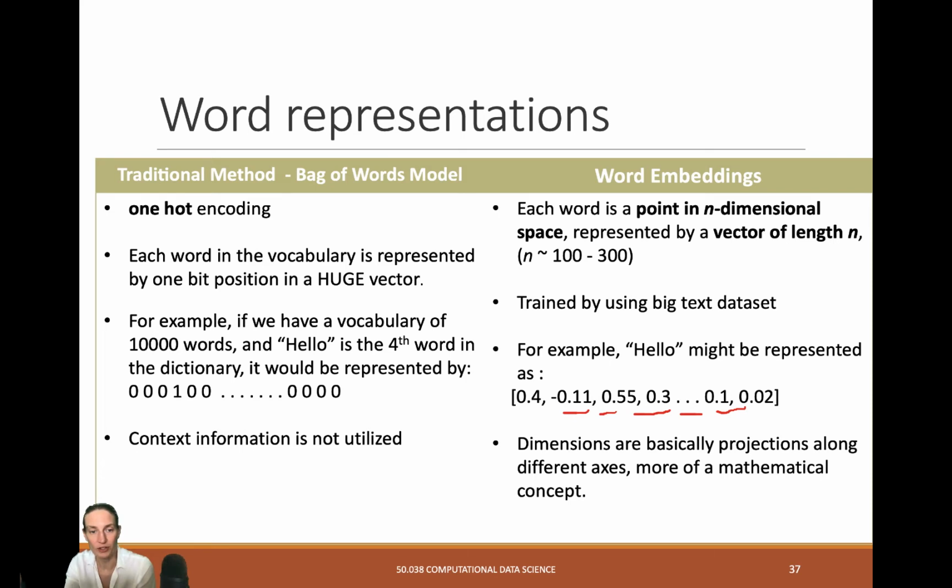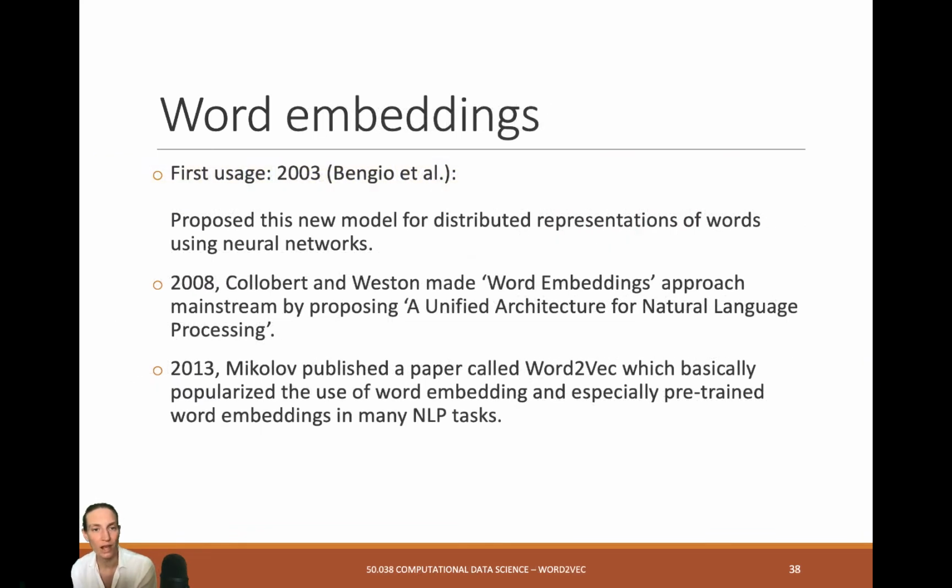In addition, word embeddings use the context information, so the co-occurrences, which according to the distributional semantic hypothesis have an influence on their similarity and meaning. The first usage of word embeddings was in 2003 by Bengio et al. They proposed this new model for distributed representations of words using neural networks. So when I say embeddings, this really refers to the neural network approach. When I say dense word representations, it refers to everything that comes before, including SVD.